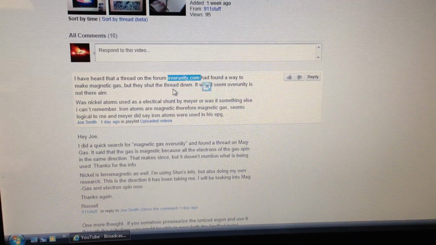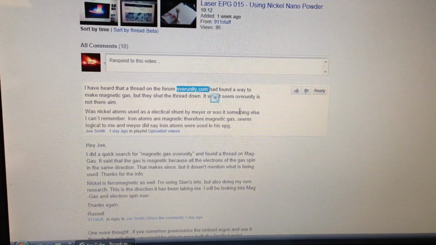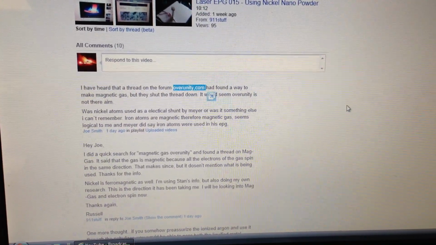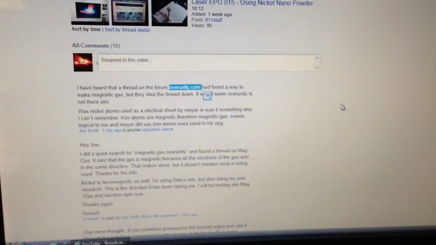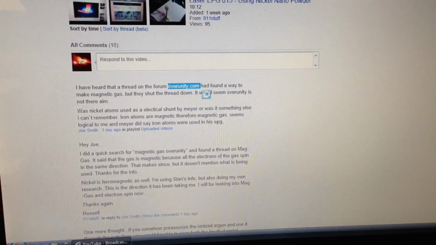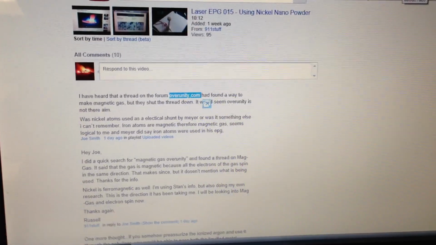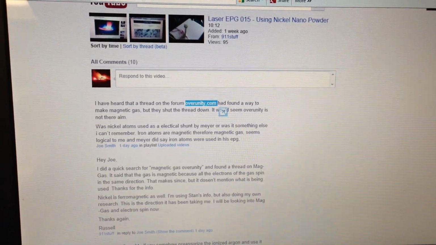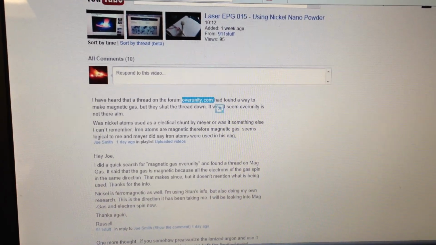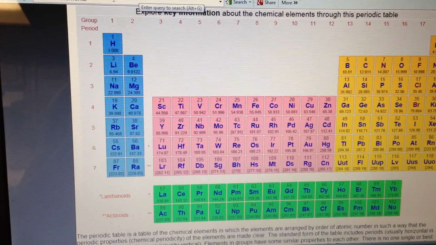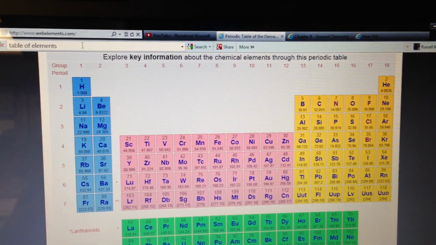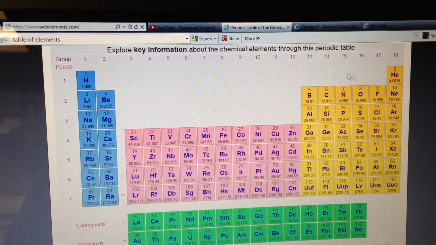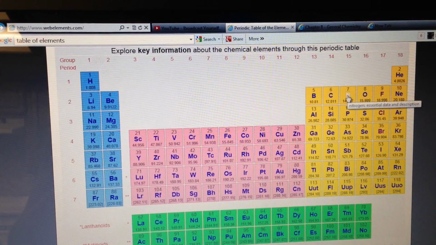So the other day, Joe Smith directed me over to overunity.com, and I was reminded there about something I've been meaning to look up for a long time, but was saving it for later. But over there, it said that to make the magnetic gas, you need all the electrons spinning in the same direction. Well, that brought me, after about 4 or 5 hours of research, to webelements.com. It's a really nice website when it comes to the elements.